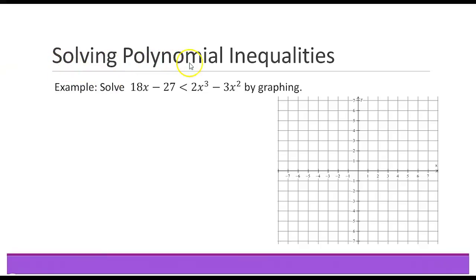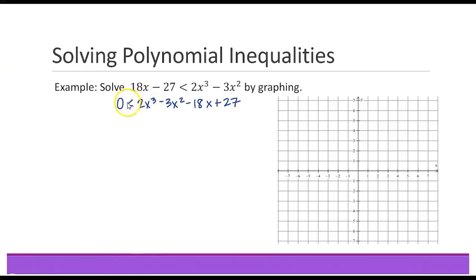Now let's go ahead and talk about solving polynomial inequalities. In this first example, we want to solve 8x minus 27 is less than 2x cubed minus 3x squared by graphing. Well, these are going to work a lot like quadratic inequalities, where we do want everything on one side and a 0 on the other side. So I'm going to go ahead and subtract the 8x and add the 27 to the other side. So I'm solving 0 is less than 2x cubed minus 3x squared minus 18x plus 27. And that was just to keep a positive leading coefficient here.